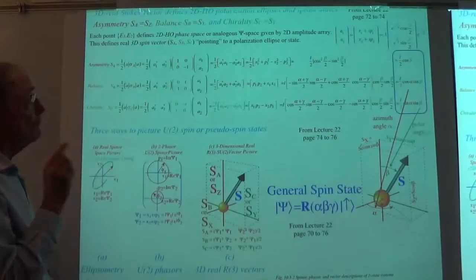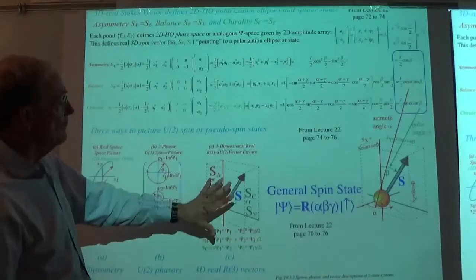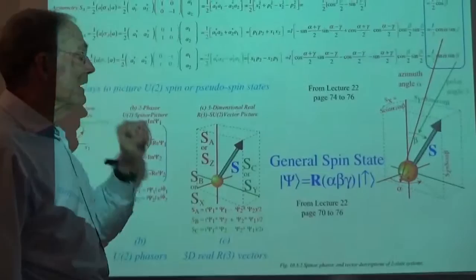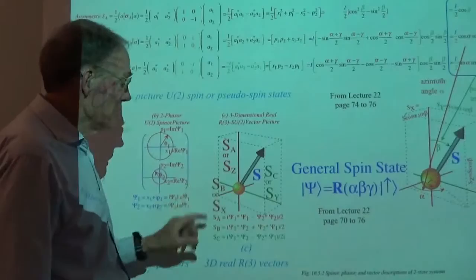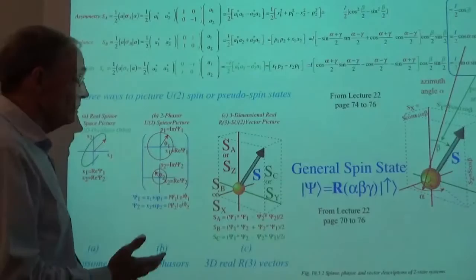Now, there's three ways to visualize that dynamics or the statics or whatever is going on. They're sort of sitting here, one, two, and three. We've been looking at this one, the three-dimensional real R3, as it's usually named, vector picture. This is a real vector with real components. All of the expectation values that we've written down here are real numbers, labeled Cartesian coordinates.